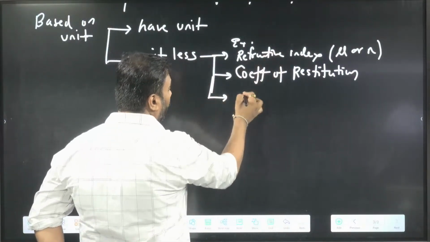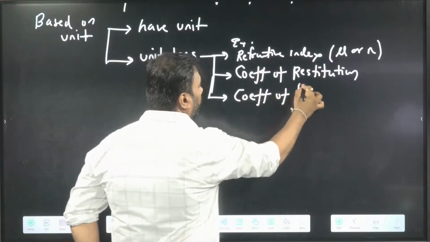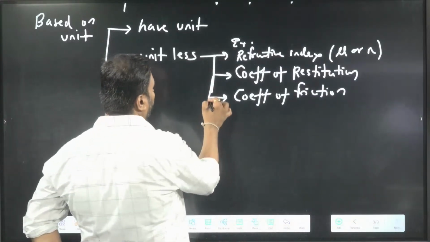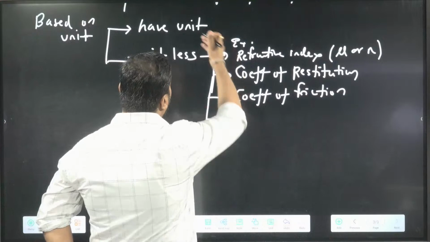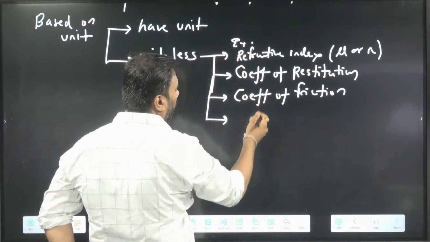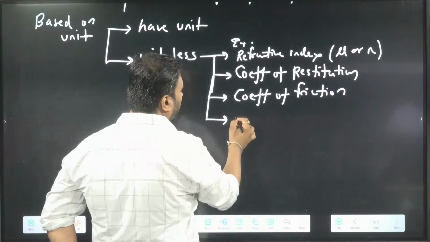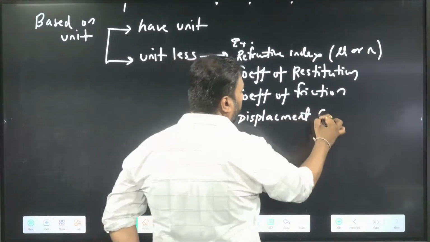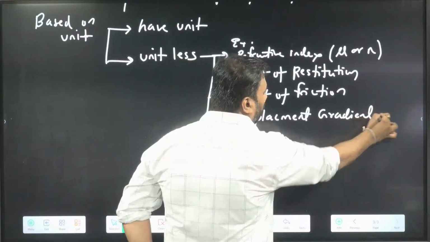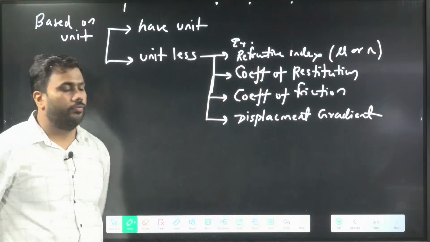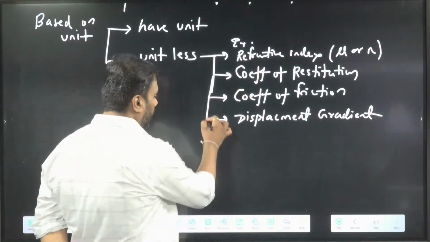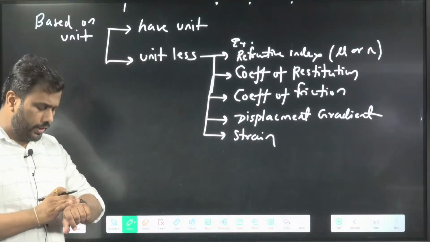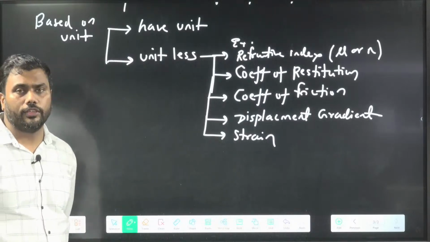Then coefficient of friction. This is a unitless quantity. Some physical quantities have units, and these are unitless. Then velocity, displacement gradient, this is strain. Strain is also unitless. So there are many examples of unitless quantities around us.